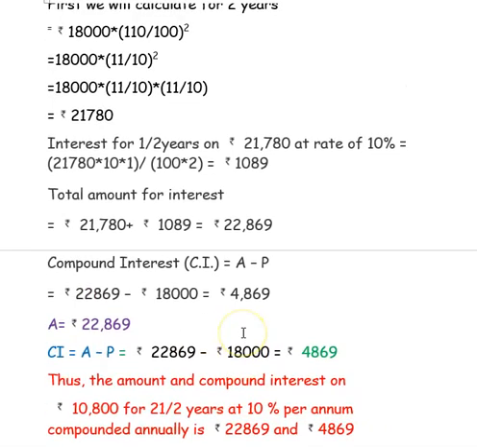Hope you have understood how to calculate the compound interest and also the amount for the various given problems. Thank you for watching the video.